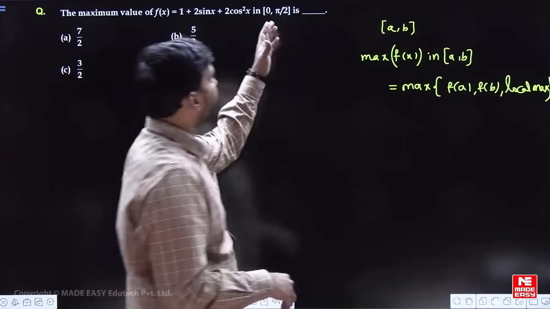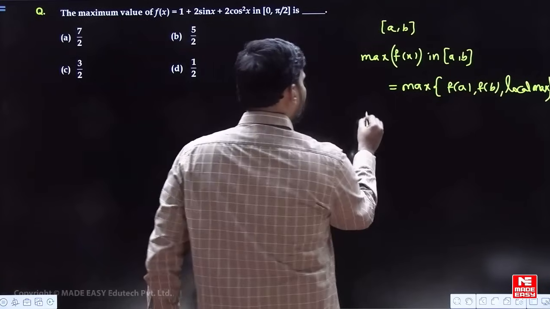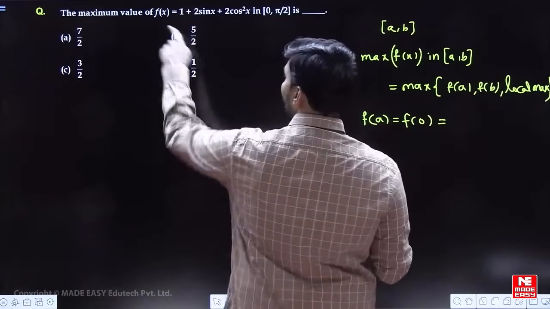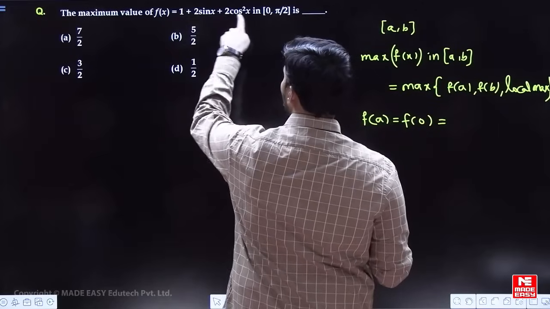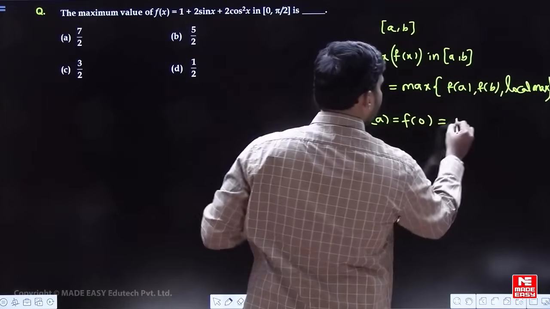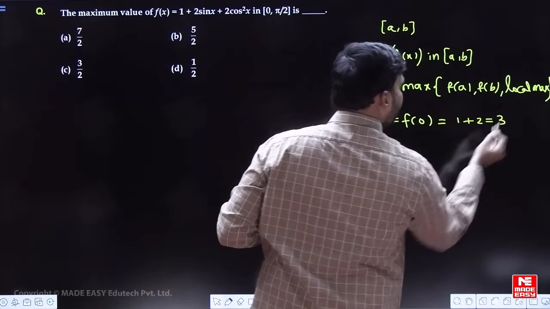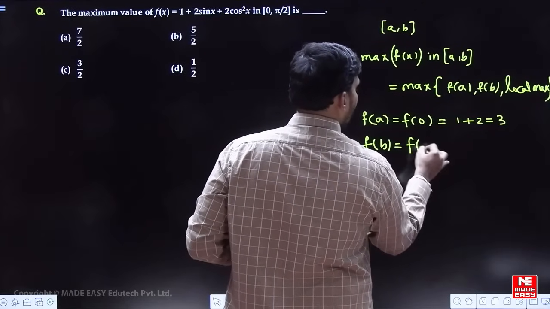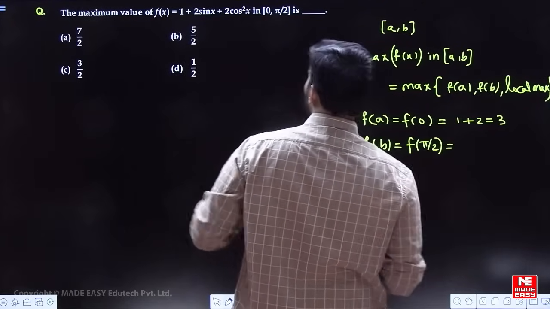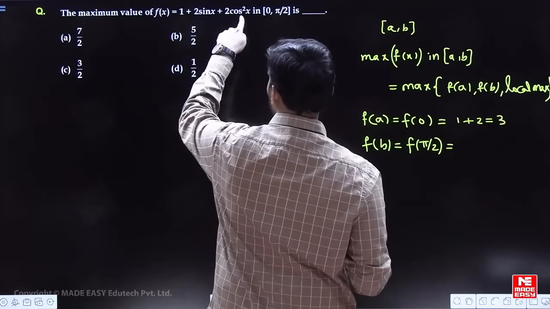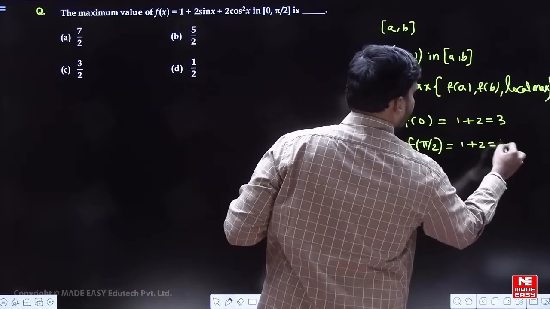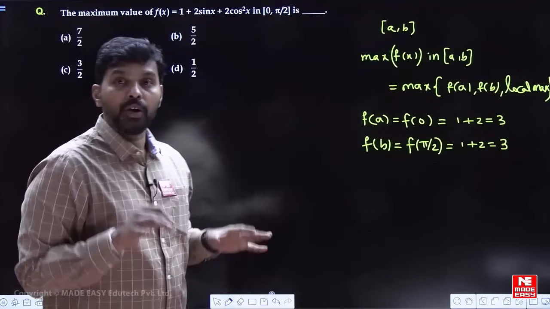So f of a, you can find out f of a. What is our f of a? It is f of 0. So sin 0 is 0, cos 0 is 1, so 1 plus 2 is 3. Done, that's it. Next, what will f of b be? That is f of π/2. Sin π/2 is 1, cos π/2 is 0, so 1 plus 2 again. It is also 3.